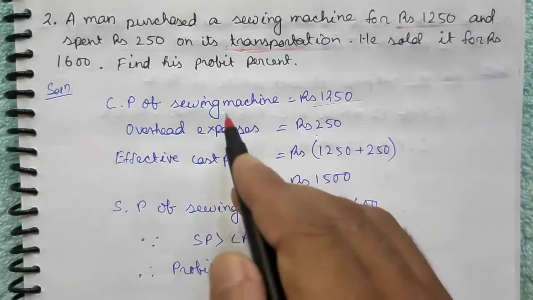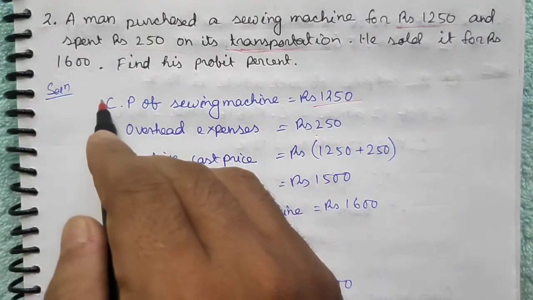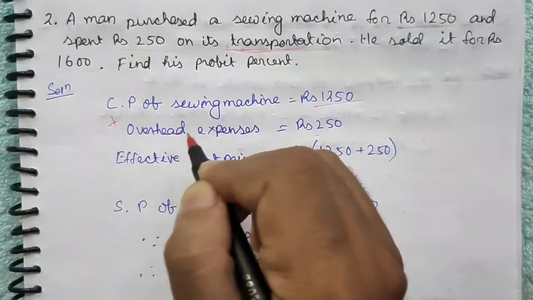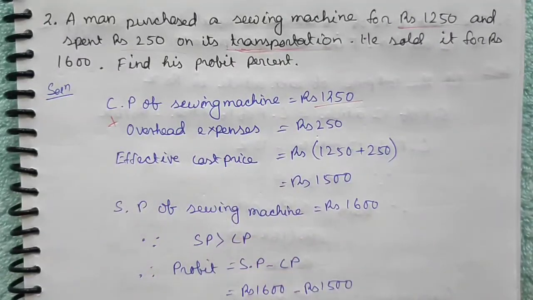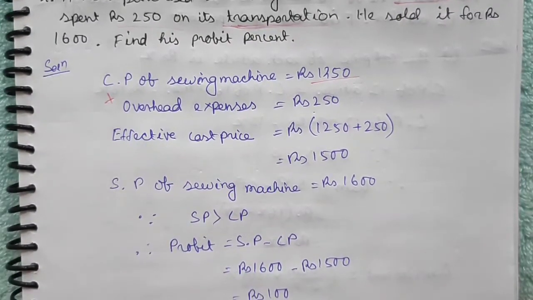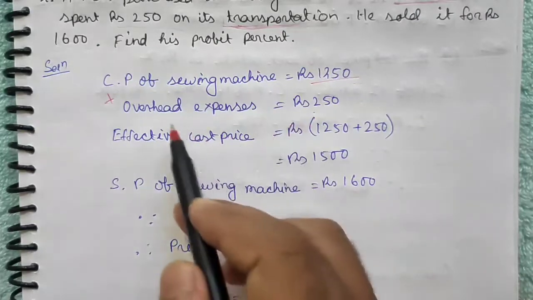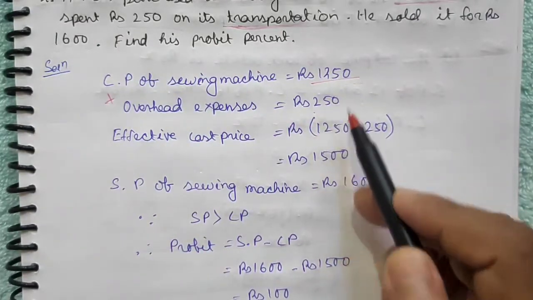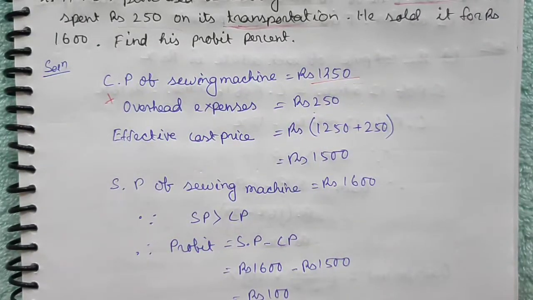So this cost price plus this overhead expenses makes the effective cost price. Okay, that is the total cost price. In one word you can say total cost price. So total cost price is how much? It is the CP of the machine plus overhead expenses. So CP is 1250 and overhead expense is 250, which when we find the sum, it is rupees how much? It is 1,500, isn't it?